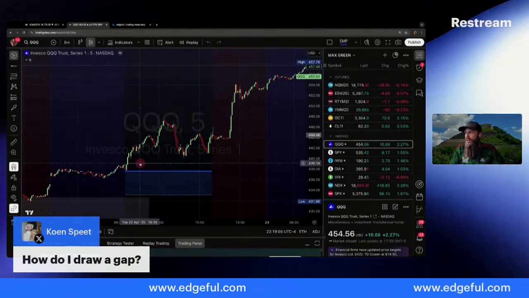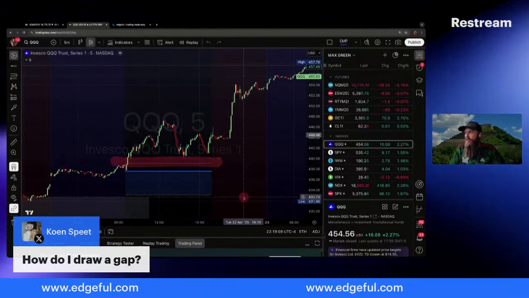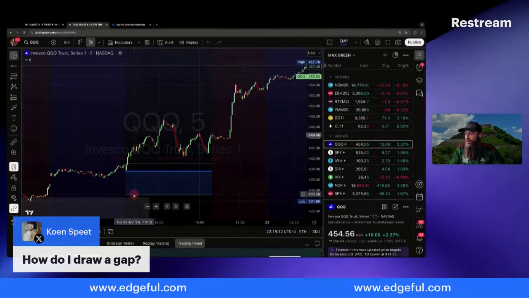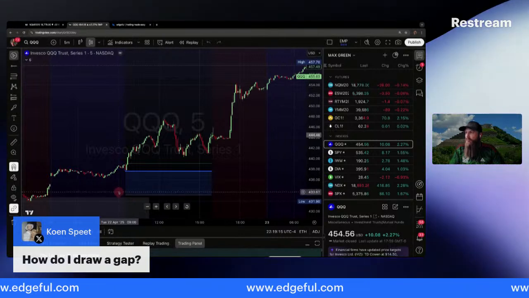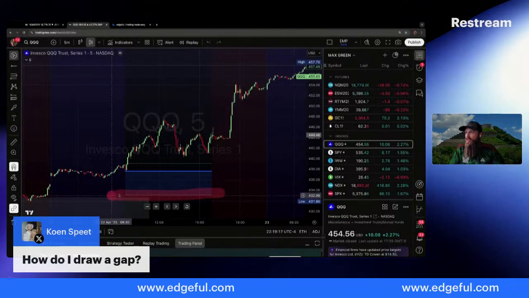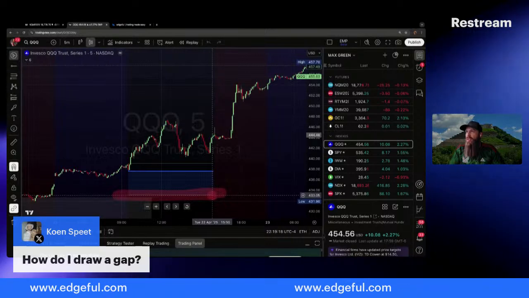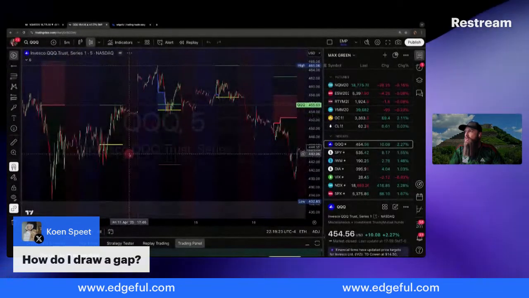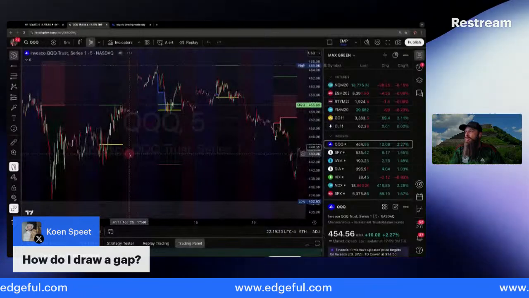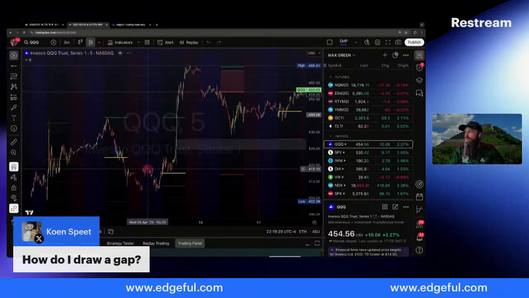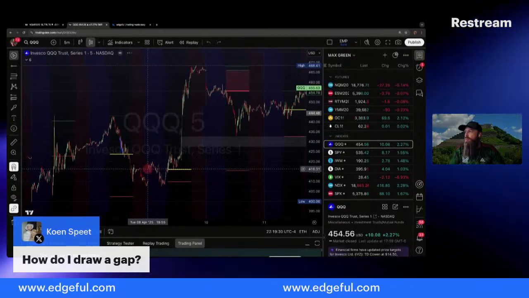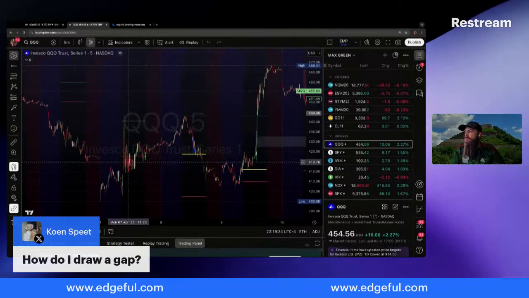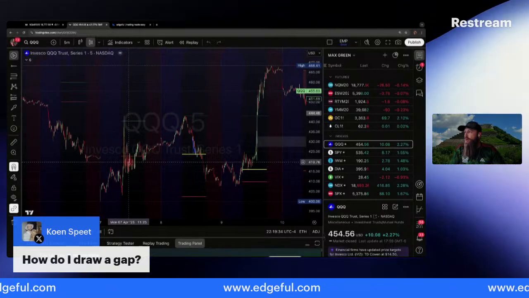This green bar I have, this is another Edgeful indicator right here. If we break that at any point during the day, I know that 67% of the time, more times than not, we should close above this area down here. Let's see if I can find one that makes a really good example here. This was probably a good one here.